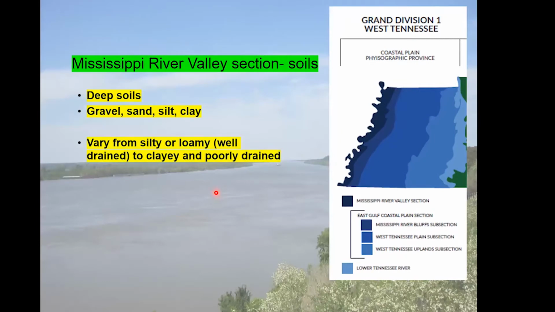So let's go over to that Mississippi River Valley. It has deep soils made up of gravel, sand, silt, and clay. That means they really have some nice agricultural soils over there. They're well drained. There's some clay and poorly drained ones, but by and large, there's a lot of silt over there, and sand.